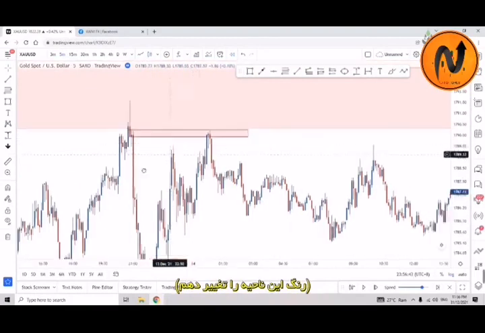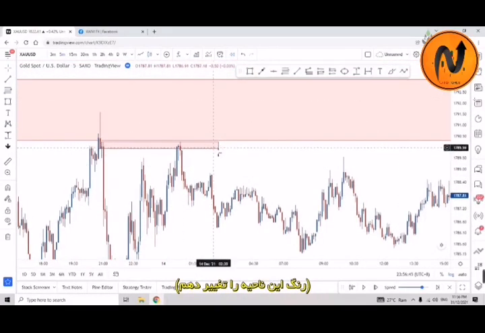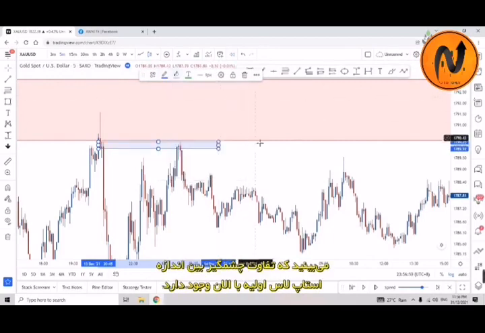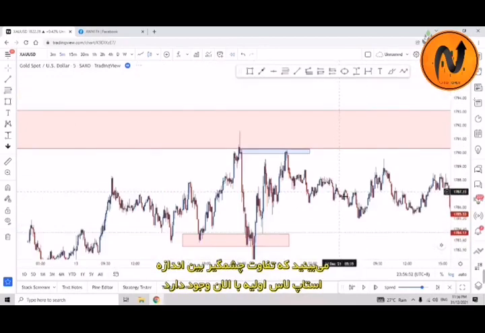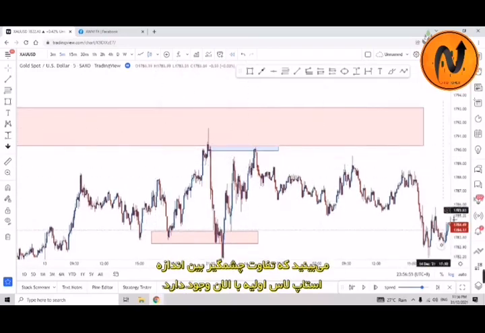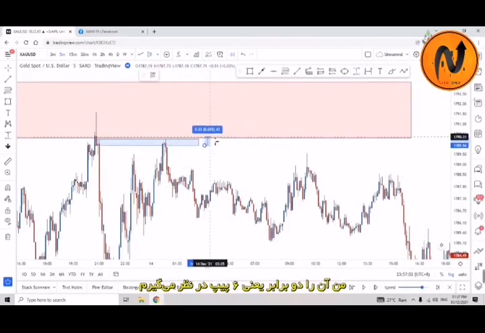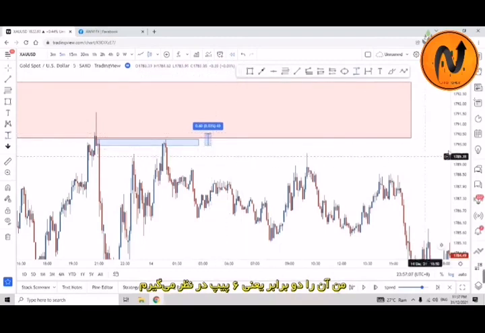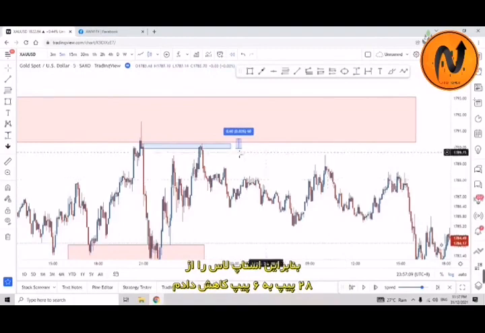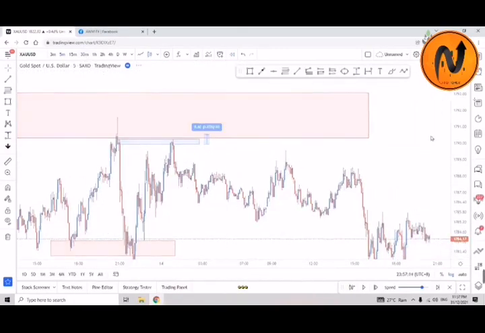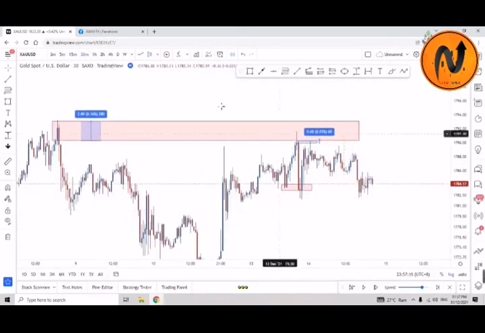You can see that. Let me make it a different color. Sorry for that. You can see that there is a big difference between the initial stop loss and this stop loss over here. So now our stop loss might be around 6 pips. So I have reduced my stop loss from 28 to 6 pips.